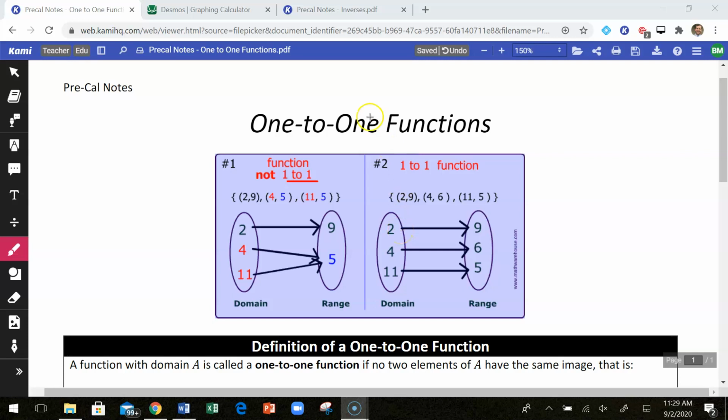Okay, in this video we're going to discuss one-to-one functions. If you remember way back to when you first learned about functions, you would often make these mapping diagrams to determine if something was a function or not.